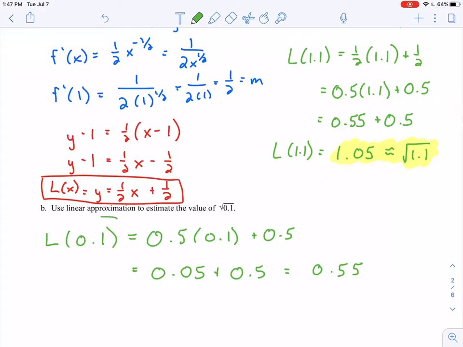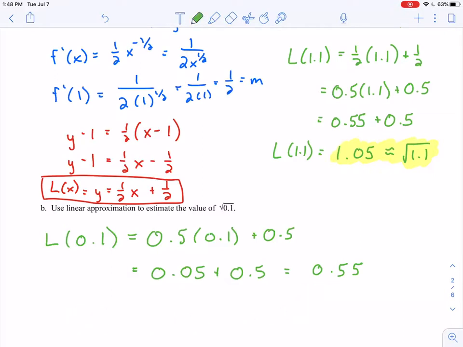Now, because this number, 0.1, is not very close to 1, let's just check. If I type this in, square root of 0.1, and I would encourage you to do the same at home, if I take the square root of 0.1, I end up with 0.3162776. So let's just say 0.3162. This is not all that close to 0.55. You might say, okay, well, it's within two decimal places, but sometimes within two decimal places is kind of a big deal. It's within one decimal place, actually. So this is bad. This means that our approximation is not particularly good.